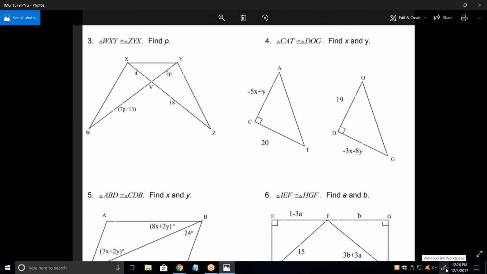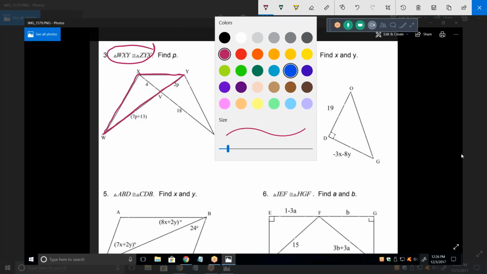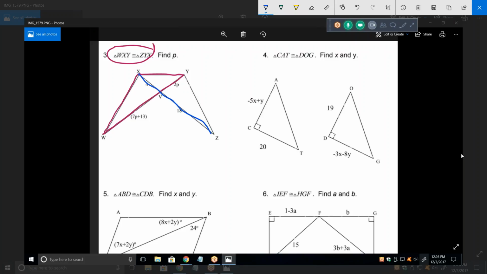And all of these have to do with that. In other words, every problem we're looking at, congruent triangles. WXY, this one is congruent to this one. So, based on that, I'm now going to erase everything so we can see all the numbers. Tell me what is true.